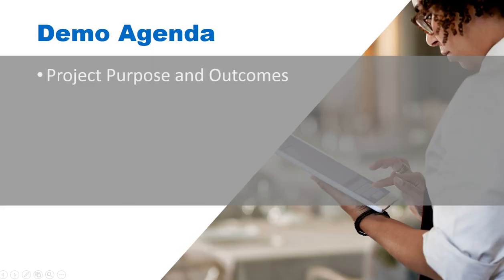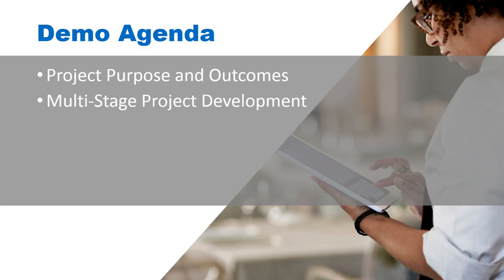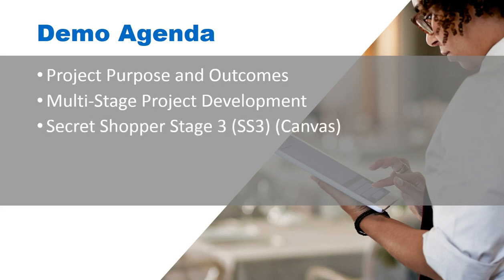In this session, I will quickly go over the project purpose and outcomes. I will show you where we are in the multi-stage project development and show you how to find the Secret Shopper Stage 3 materials in Canvas, review the role of peer reviews, and then end with success tips that are specific to the last stage.